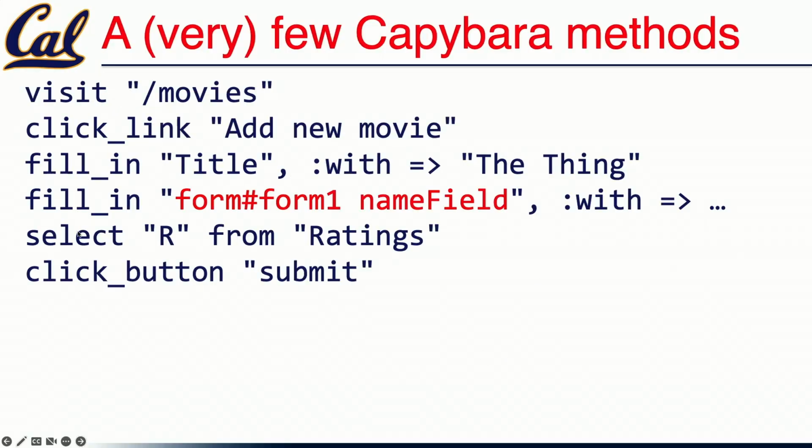But if you're not using labels, or if you need to manipulate something on the page that is not otherwise identifiable by a text string, you can also use a CSS selector. Remember CSS from way back in the day? So here's a Capybara directive saying, look for a form element whose ID is form1, and inside that form, look for something called name field, and fill that in with whatever string.